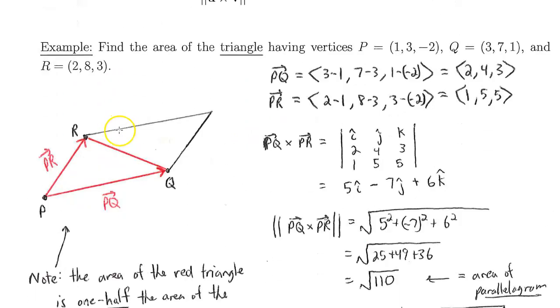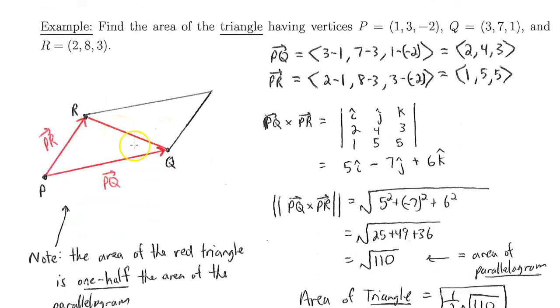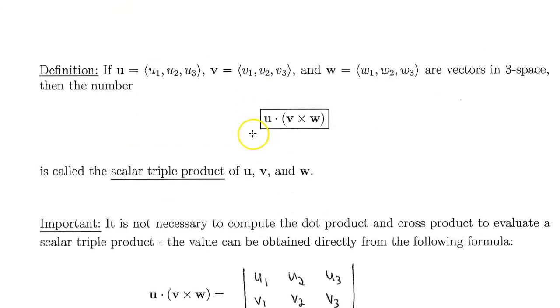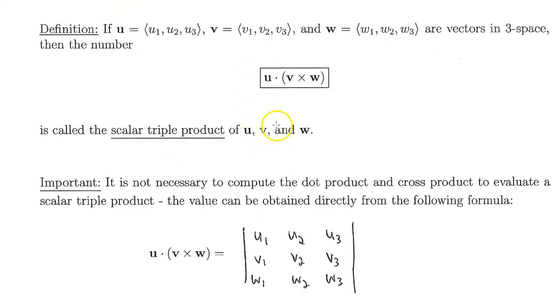So again, it seems kind of weird that we're using cross products and determinants and matrices and everything where we're just trying to find the area of this triangle. But believe me, I think this is the simplest and easiest way to find the area of that triangle. There may be some other ways to do it. There are definitely other ways, but I think this is probably the simplest way. Now one last thing we're going to look at is something called the scalar triple product.